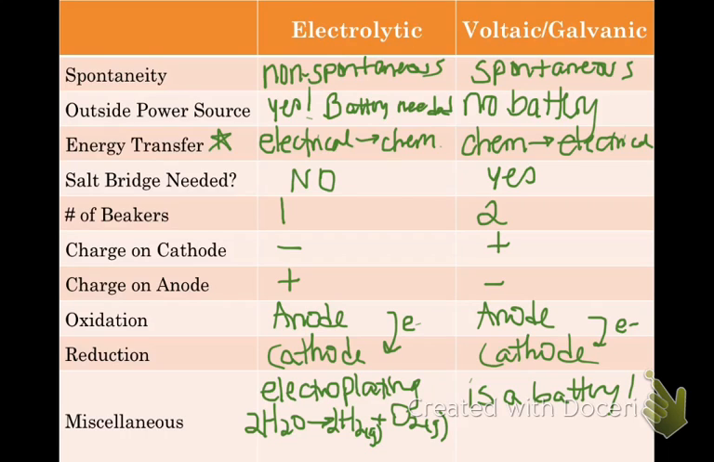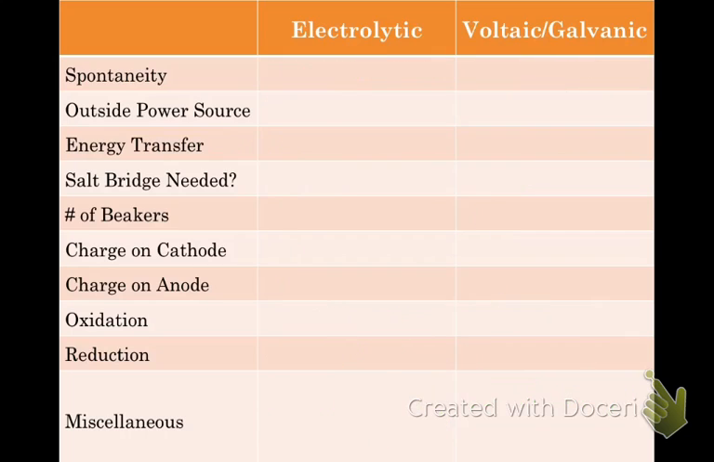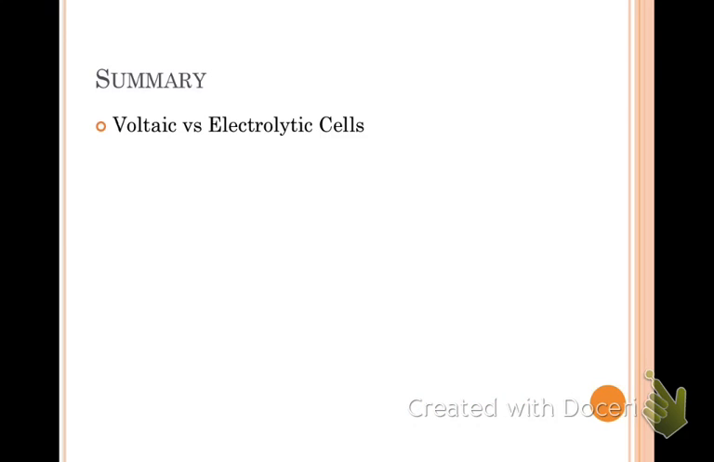All right, so those are just some key points. Again, remember those key points from before. And do me a favor, get the fact that electrolytic is an electrical to chemical energy conversion, and this part too, chemical to electrical for voltaic or galvanic. That was our summary of voltaic versus electrolytic cells.